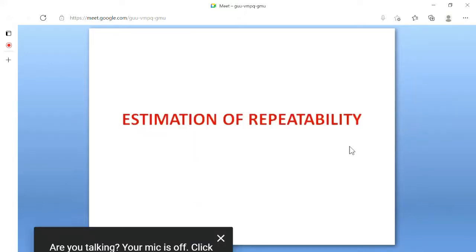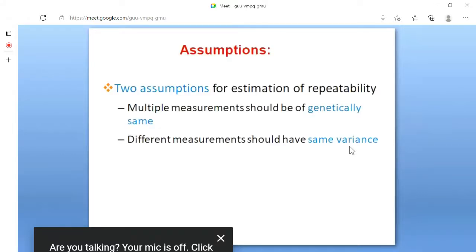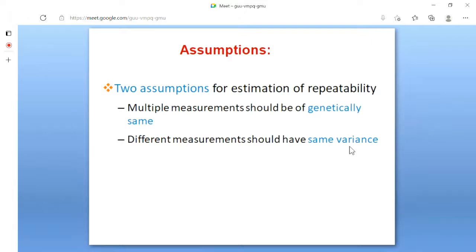Then regarding the estimation of repeatability, there are two assumptions for estimation of repeatability. One is that multiple measurements should be genetically the same. Okay, they are genetically the same. And different measurements should have the same variance. For any ANOVA, it has the same variance; this is the assumption. For any ANOVA test, this has to be done.